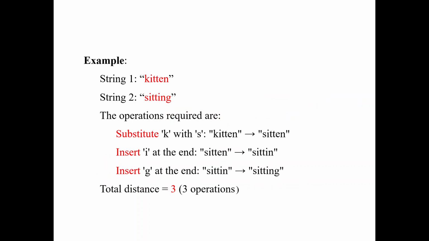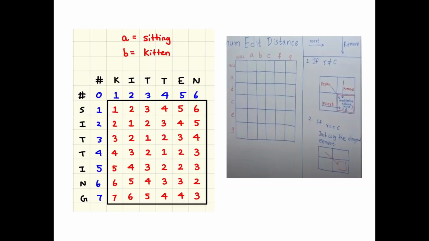So here we consider two strings, kitten and sitting. In kitten, the K is substituted by S, then we substitute I at the E's place, and then add G at the end to convert it into the word sitting. Totally three operations. How can this manual calculation be implemented in mathematical form? Let us discuss it with the matrix representation.